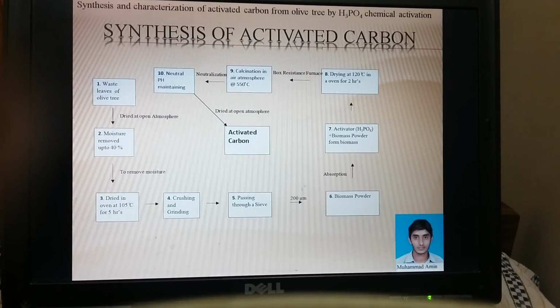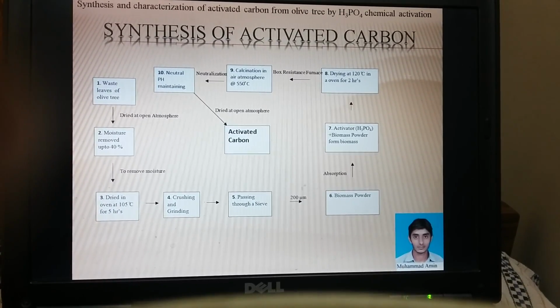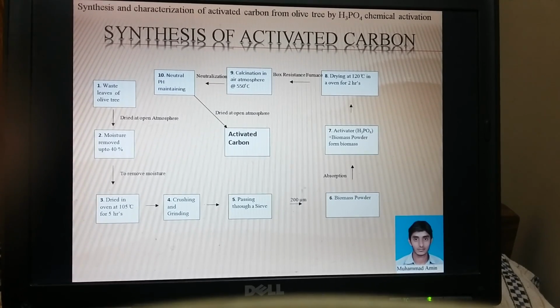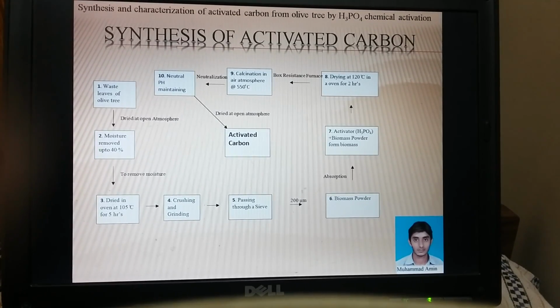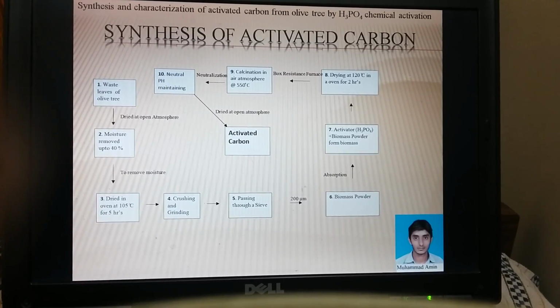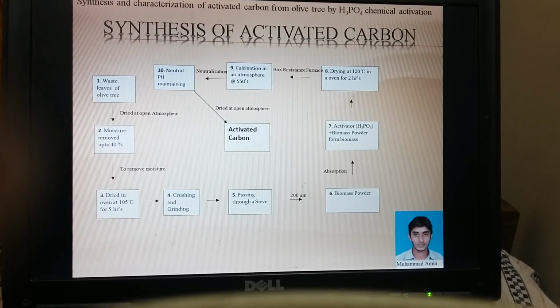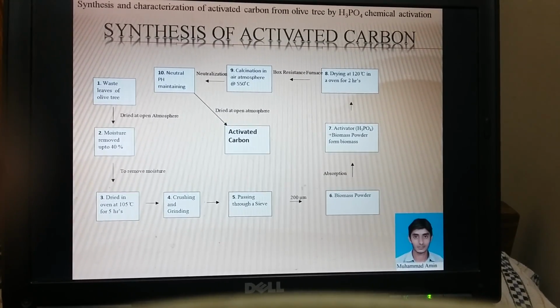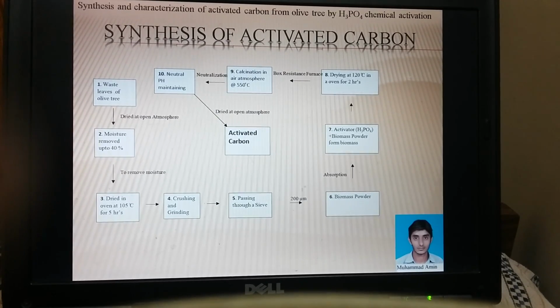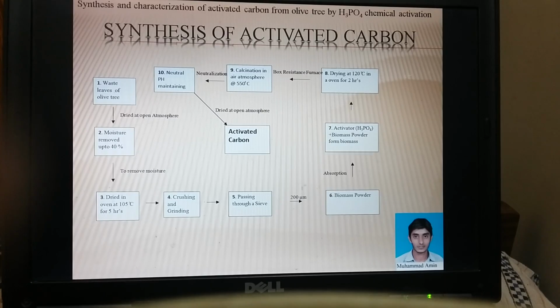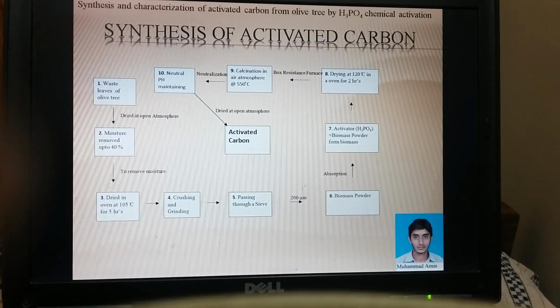The synthesis and manufacturing method of active carbon is generally done in 9 to 10 steps. First of all, we collect the wasted or dead leaves of the olive tree. Dead leaves also contain moisture, so we have to remove it. It is better to spread the dead leaves in the open atmosphere in the presence of solar radiation in order to remove the 40% moisture.